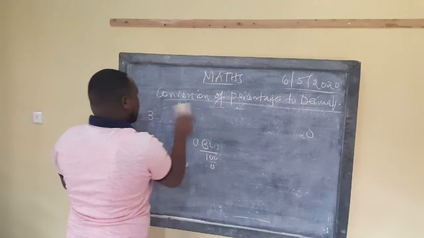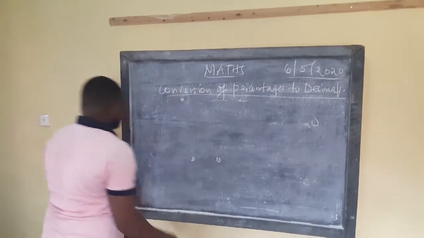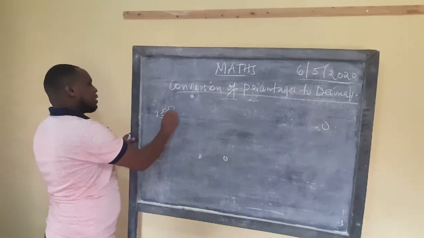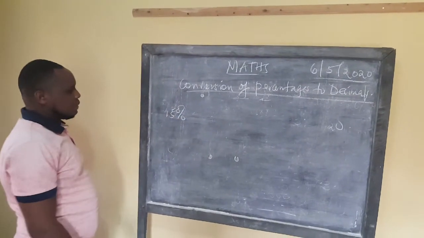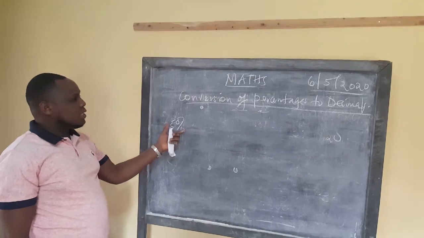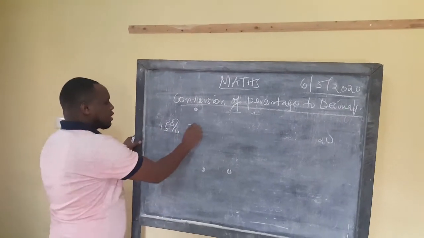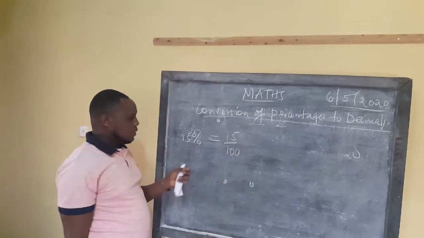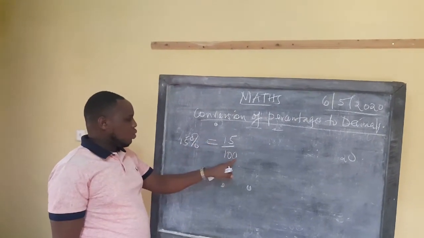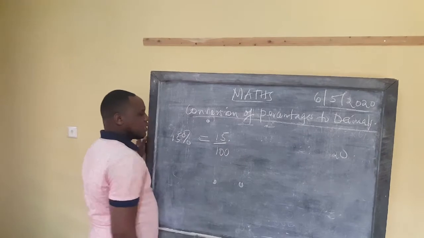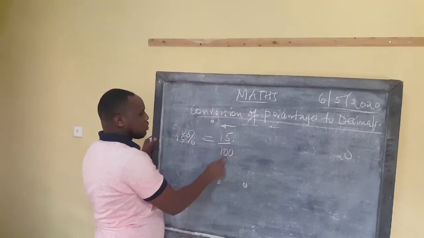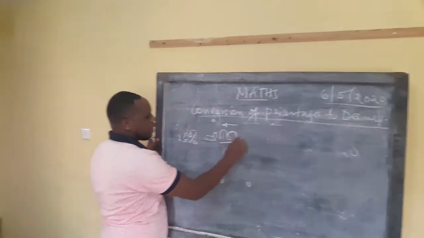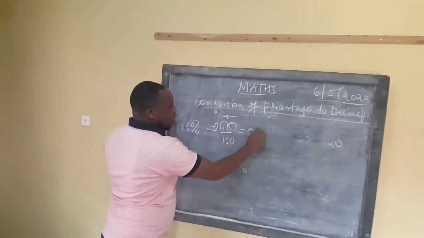Let's check a third example. You can have a question just like 15%. Change 15% into a decimal. This simply will be written as 15 out of 100, meaning that is what we have there. So how many zeros? 1, 2. The decimal point is there. To move backward, how many times? 1, 2. 1 and then 2. To land there, you put a 0 there. This becomes 0.15.